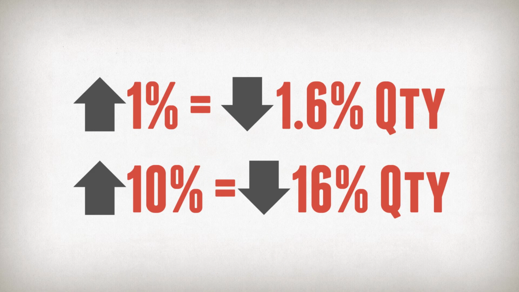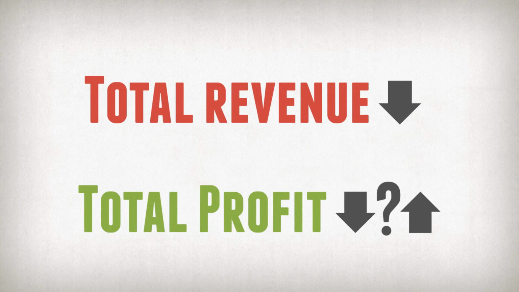Elasticity of 1.6 means that for every 1% change in price, there is a 1.6% change in quantity. So a 10% change in price results in a 16% change in quantity. Thinking back to the original question, should the company increase the price of their cookies? From a revenue standpoint, the answer is no.